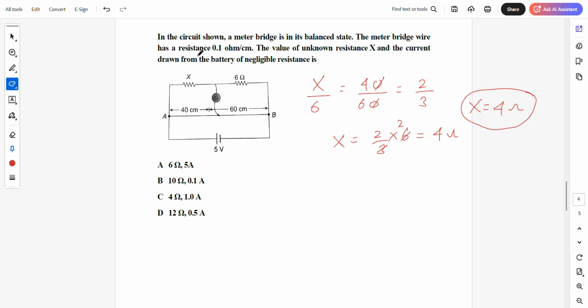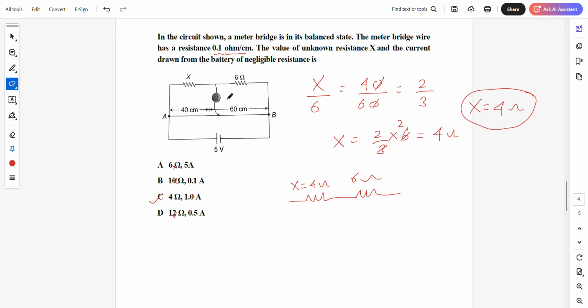The meter bridge wire has a resistance of 0.1 ohm per centimeter. What is the value of unknown resistance x and the current drawn from the battery of negligible resistance? 4 ohm is the right answer, because all the others are wrong. But let us find the current. Here, x we got as 4 ohm, and they have given 6.